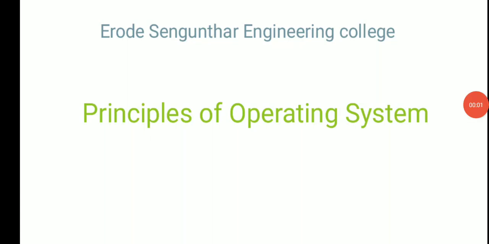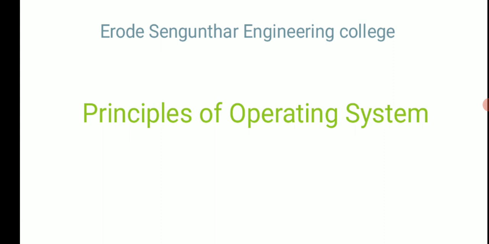Hi, we are going to see about the operating system, right? So what is an operating system, which is an important one when you are using a system, which is used to boot your system, right? So without OS we cannot do anything in the system.